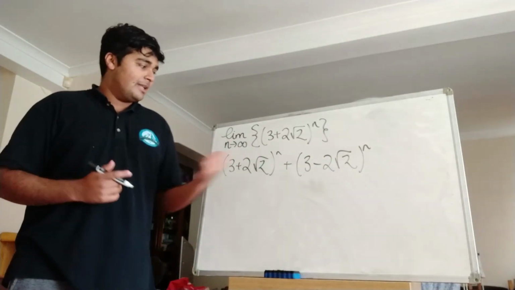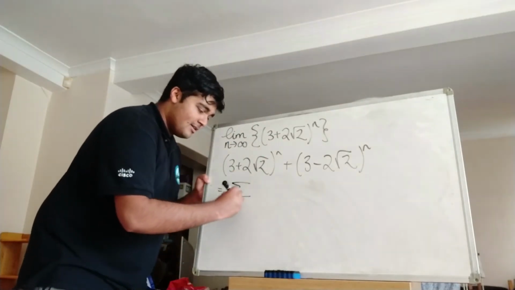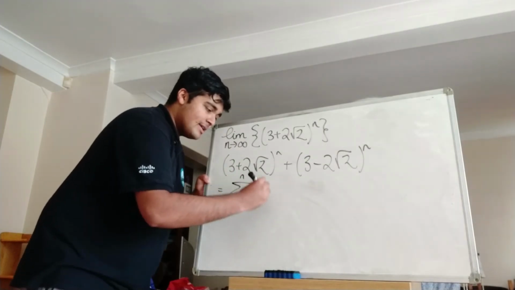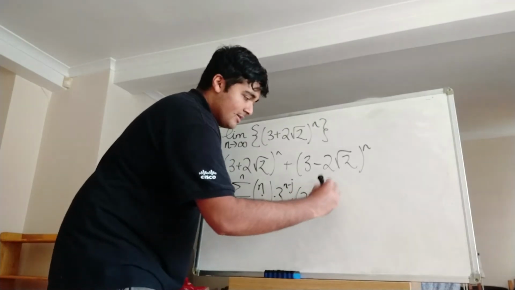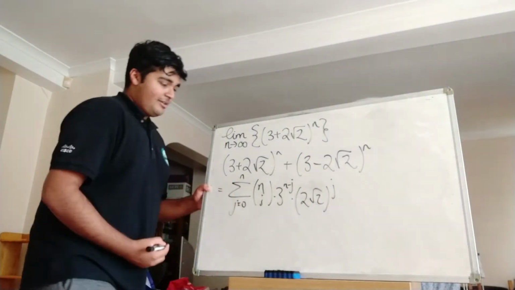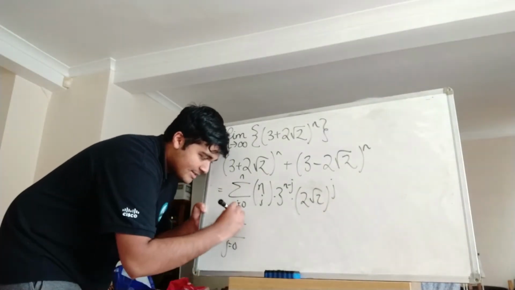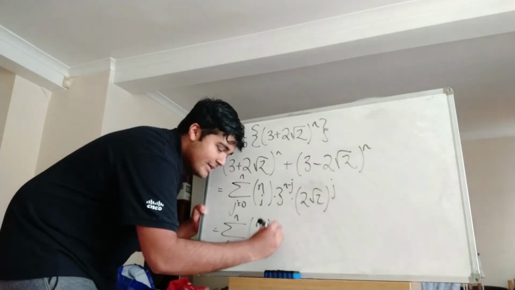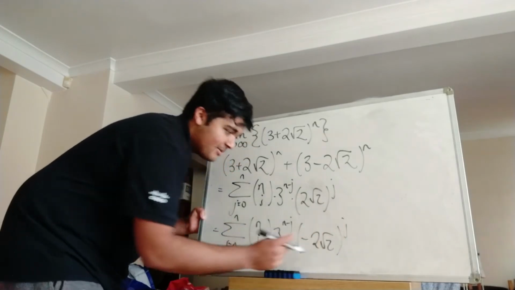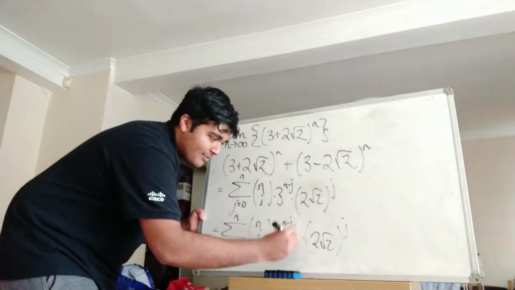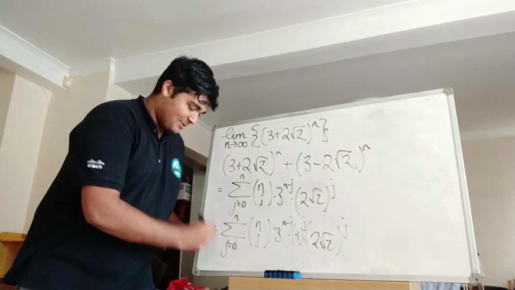We can prove it quite easily just using the binomial expansion formula. So if I use binomial expansion on this guy here, this is equal to the sum from j equals 0 to n of n choose j times 3^(n−j) times (2√2)^j, like so. And then on this guy here, this is equal to the sum j equals 0 to n of n choose j, 3^(n−j) times now (−2√2)^j. But of course I can just bring this minus out and write it as (−1)^j, like so.